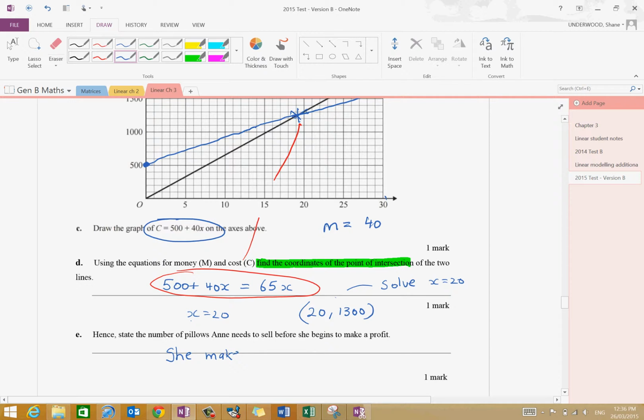She can't sell a quarter of a pillow. So she makes a profit when she sells how many pillows? She sells 21 pillows.